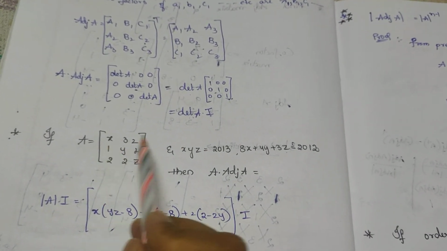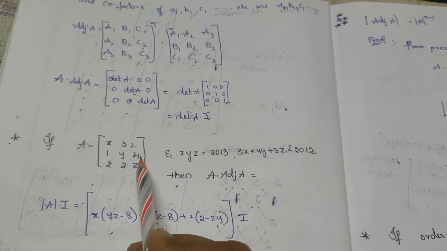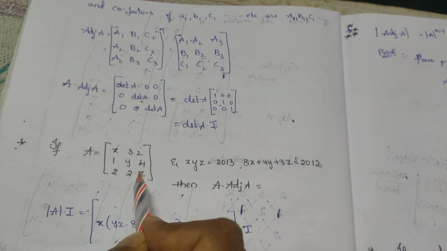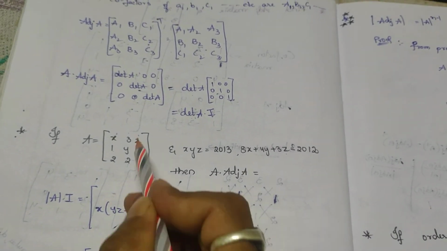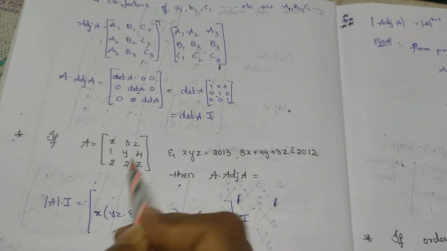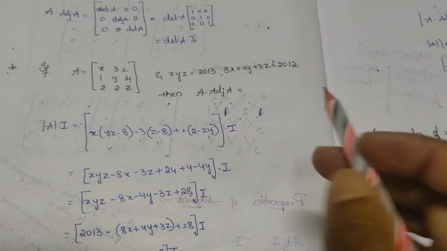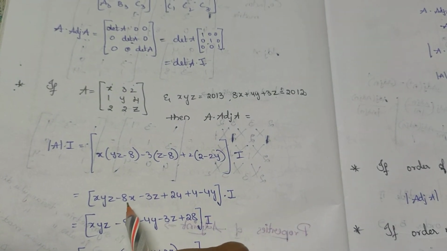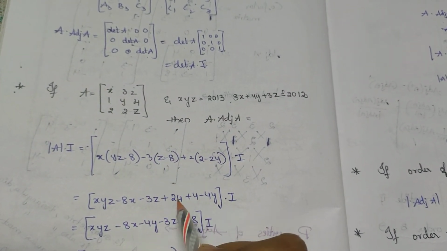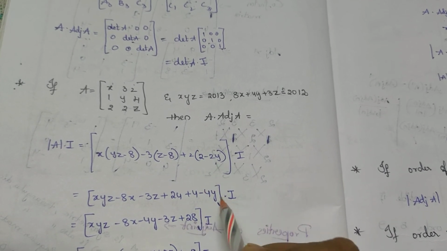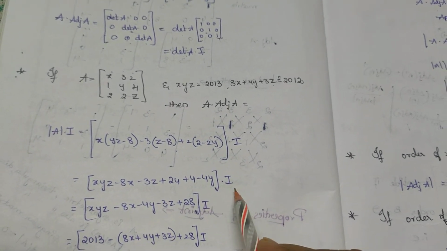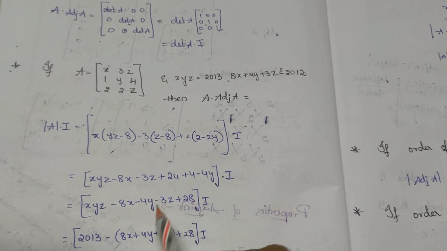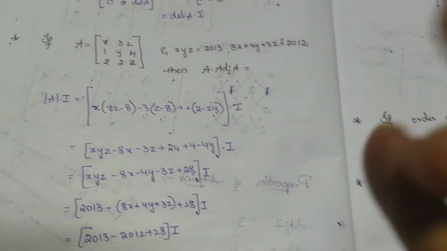The determinant of A is nothing but x into yz minus 2 fours are 8, minus 3 into, actually plus minus plus, minus 3 into, leaving the row and column, 1 into z minus 2 fours are 8, plus 2 into 1 into 2 minus 2y, into I. So this is equal to xyz minus 8x minus 3z plus 24 plus 2 plus 4 minus 4y into I. Here I means identity matrix. So this is equal to xyz minus 8x minus 4y minus 3z plus 28 into I.